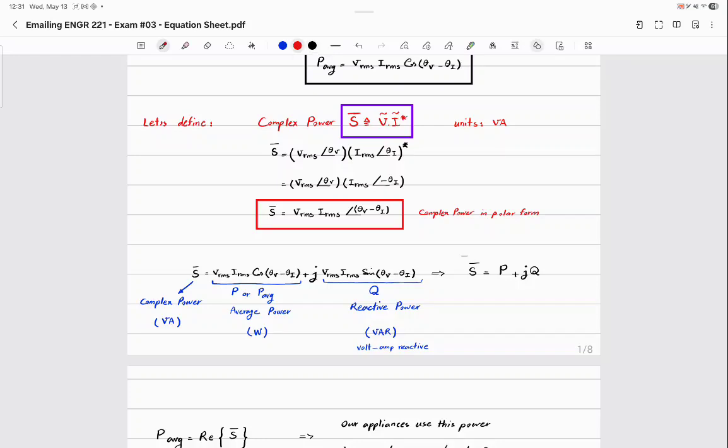Equally important, the equation for complex power, and that is complex power in rectangular form. Okay?